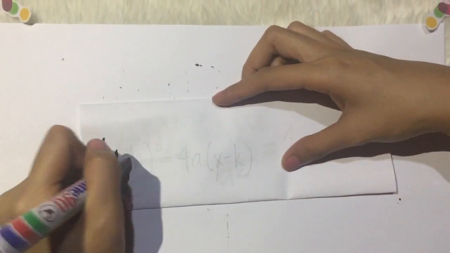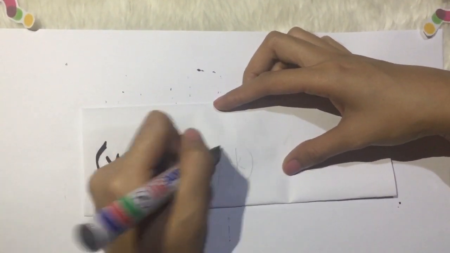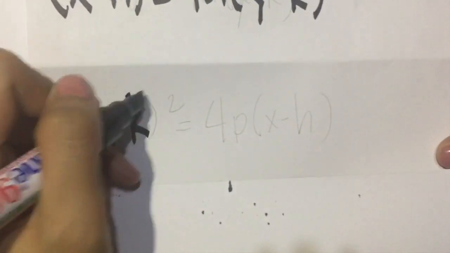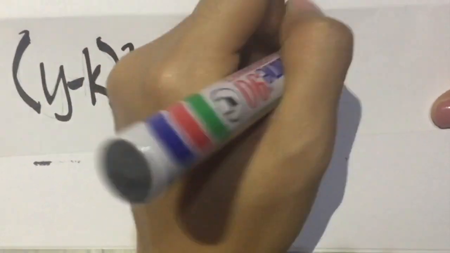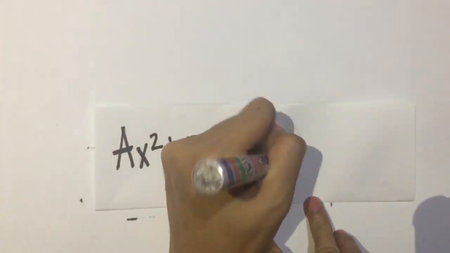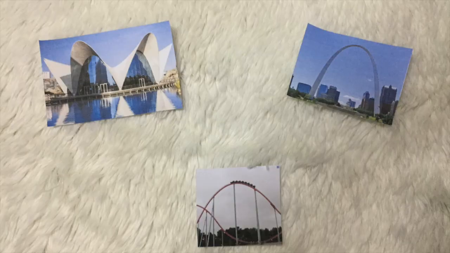For the formula for a parabola, the standard equation for the horizontal axis, and for the vertical axis, for the general formula. These are examples of parabola.